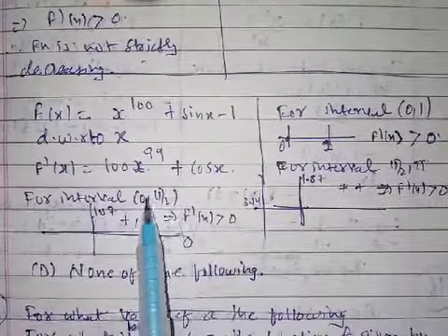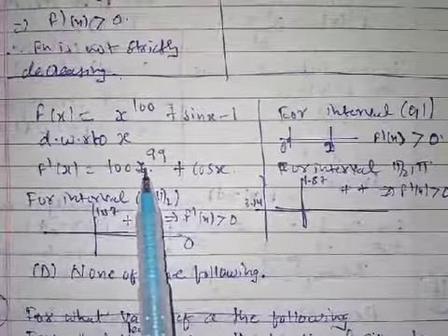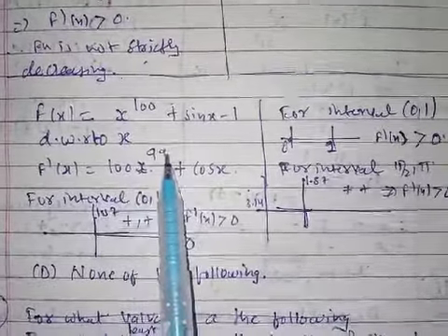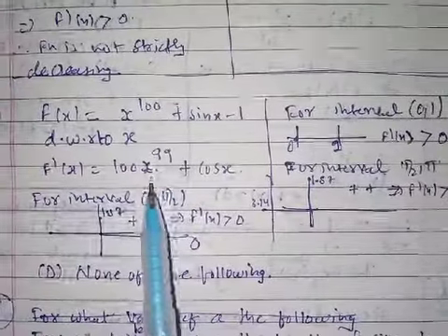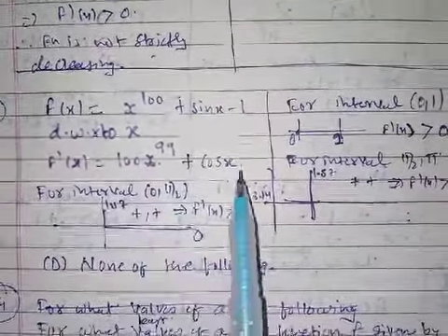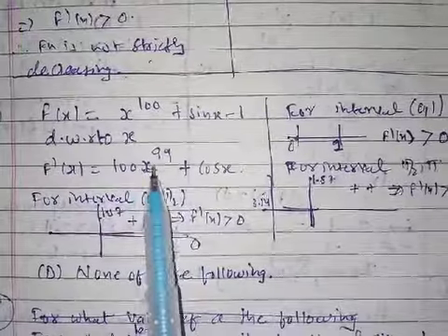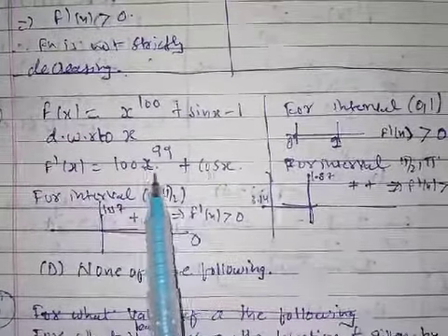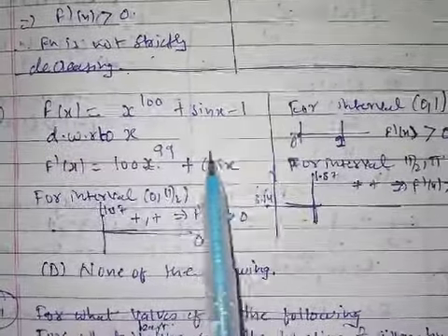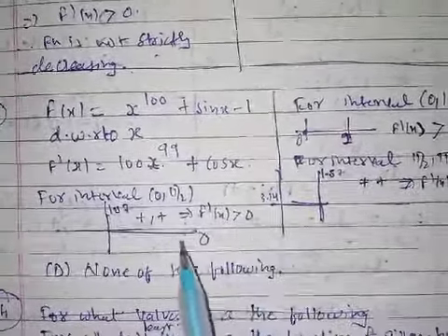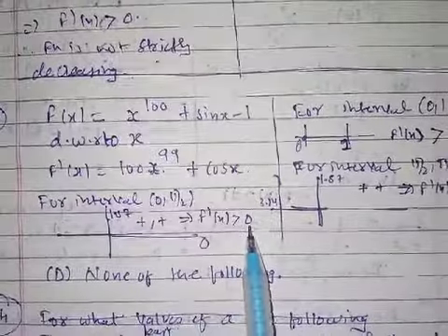Check the value for this. If you take x equal to 1, 1 raised to 99 is always 1, so 100 is always greater than 0. So this is greater than 0. 100 into x raised to 99 is greater than 0. Cos x is greater than 0 because in the interval 0 to pi by 2, cos x is positive. Therefore, f dash of x is greater than 0.